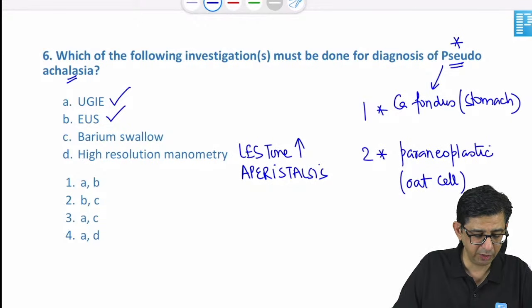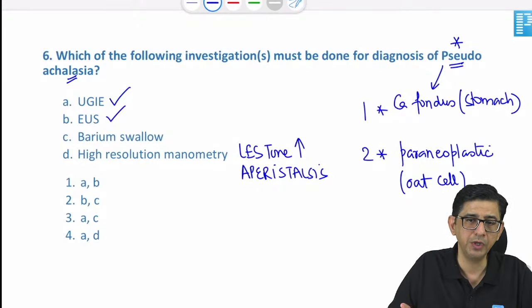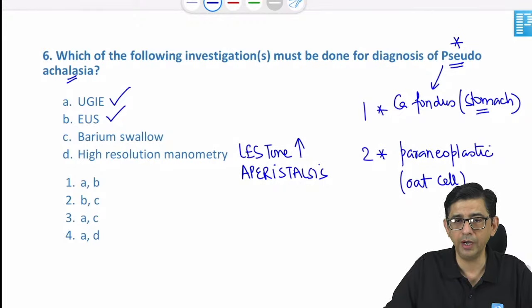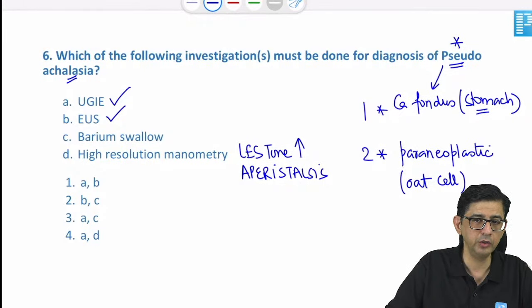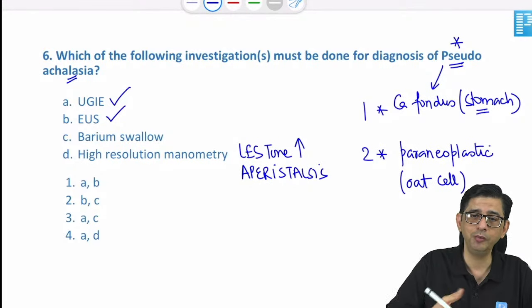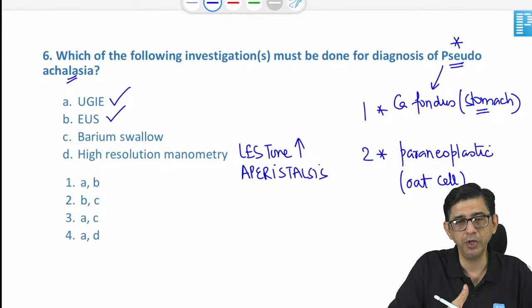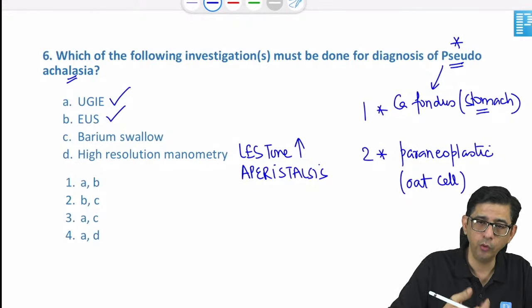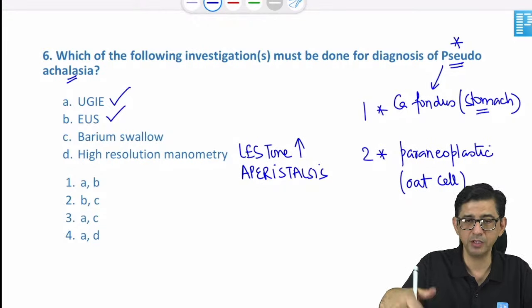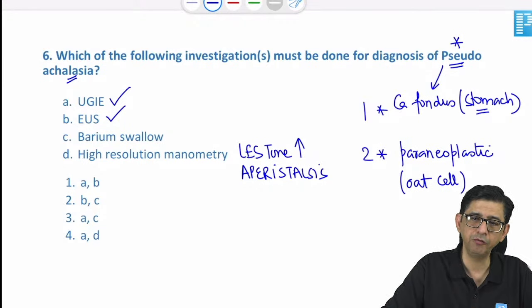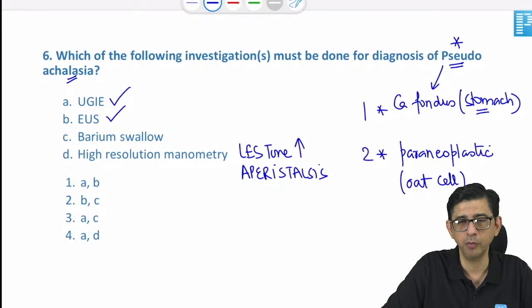Now we need to prove that it is pseudo. So the two investigations that would help me here are upper GI endoscopy and then endoscopic ultrasound. I said endoscopic ultrasound because lots of times the tumor may not be seen fungating into the lumen, and it might be present inside the wall, and therefore the endoscopy report might turn out to be falsely normal. In endoscopy, you should be able to see a tumor fungating into the lumen of the esophagus. If the tumor is on the outside, the carcinoma stomach might infiltrate from the outside of the esophageal wall. It may not be seen when you're putting a scope inside. So there's a high probability you can miss it.